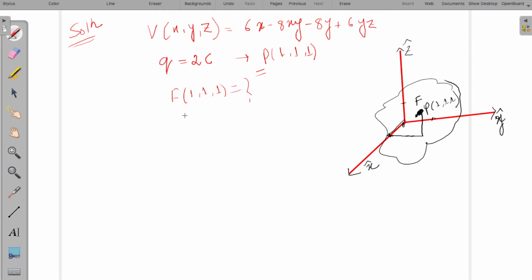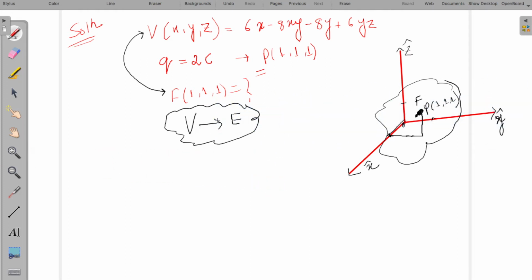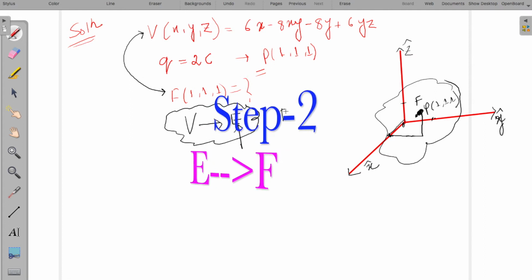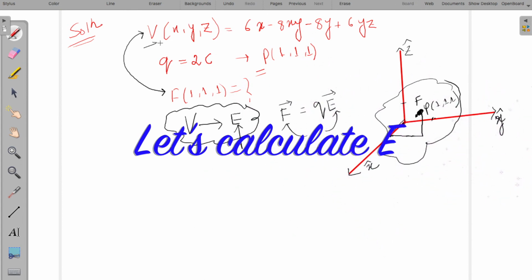So how to proceed? Since there is no direct relationship between electric potential and the electrostatic force, we first have to relate electrostatic potential with electric intensity. So we have to first relate these two quantities, right? Then after calculating E from the potential V, we can write the equation F is equal to qE. So if we can find the electric intensity, we can easily calculate the electrostatic force. So keeping this in mind, let's first calculate the electric intensity from this given potential.